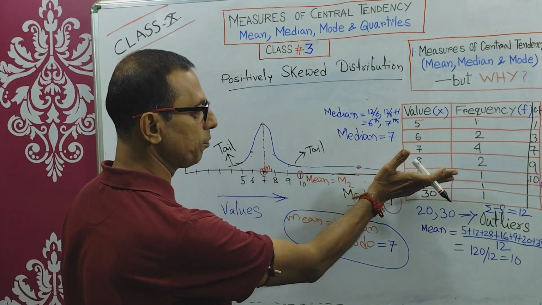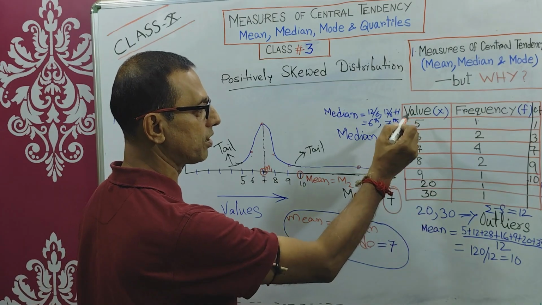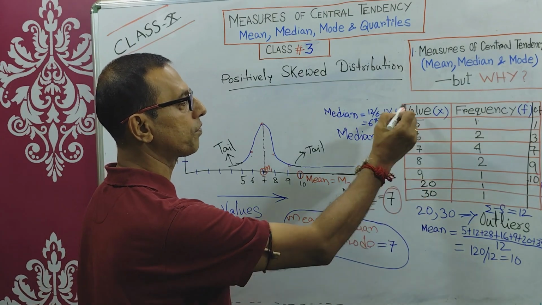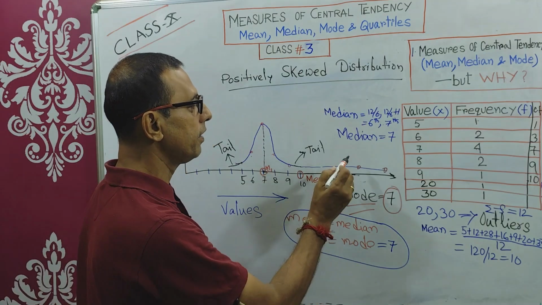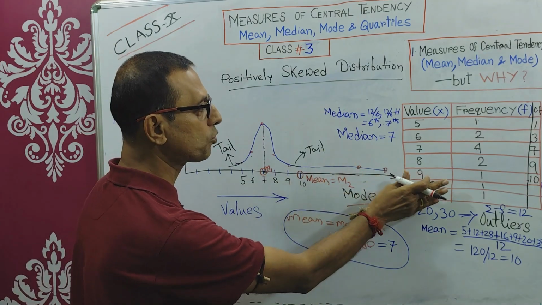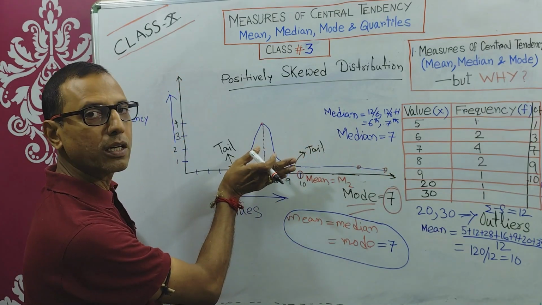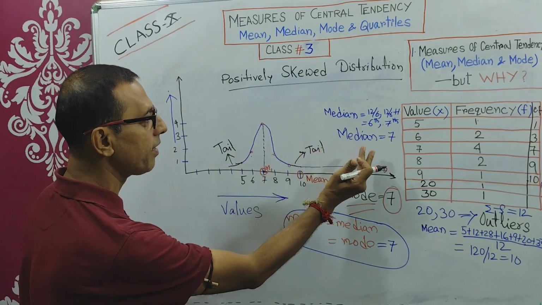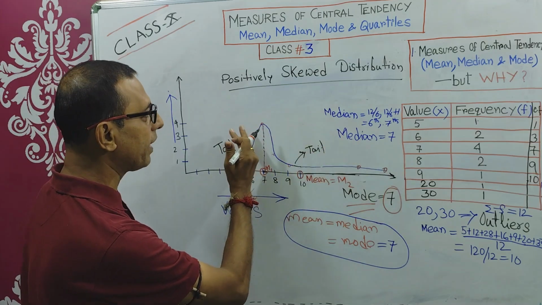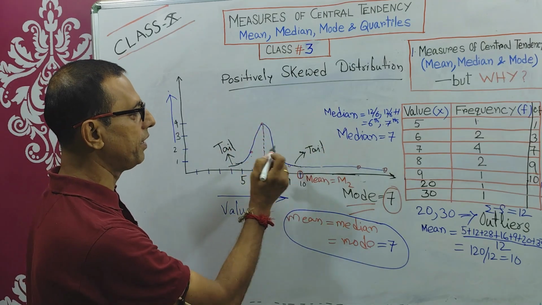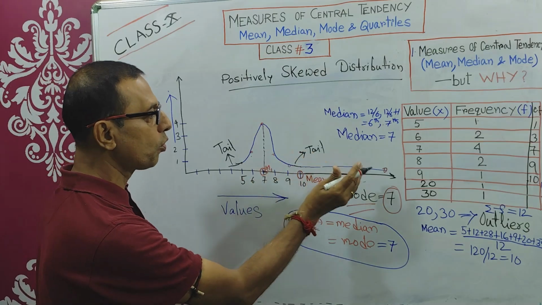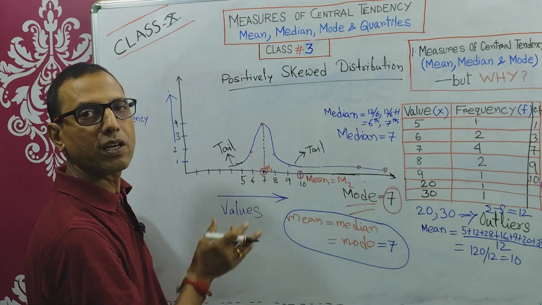Here we can see if we remove these two outliers, 20 and 30, which are significantly higher with respect to the rest of the values, then this positively skewed distribution will come towards a normal distribution and the center will come towards this position: mean, median, mode. Again it will be equal. So always the pull is towards the central position.